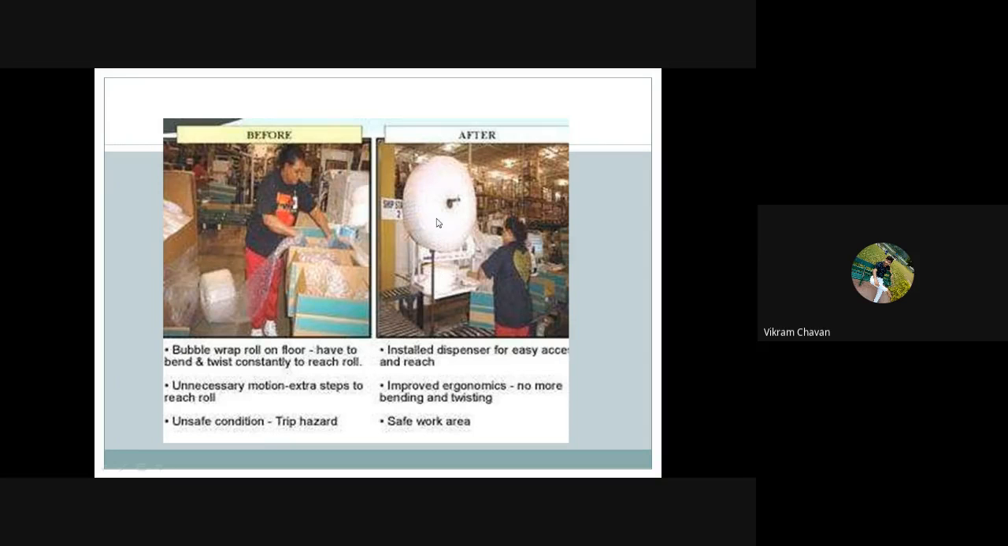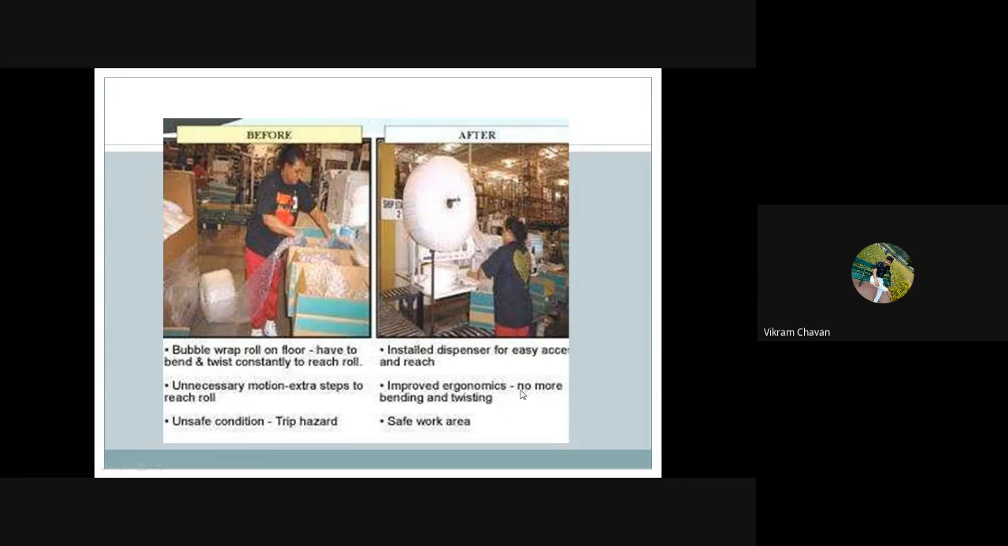Okay, and it can be rolled, and it is near to the lady, or it is near to the workstation. So it will be easy to stretch the strip, and it will be easy to wrap up that particular product. Okay, so the dispenser is installed for easy access and reach, and what will happen? Improved ergonomics, no more bending and twisting, safe work area.